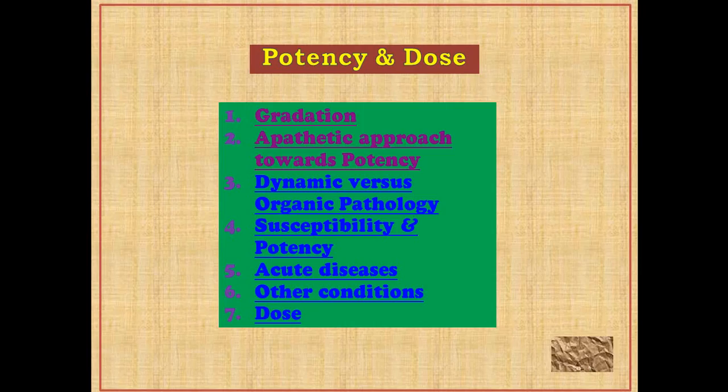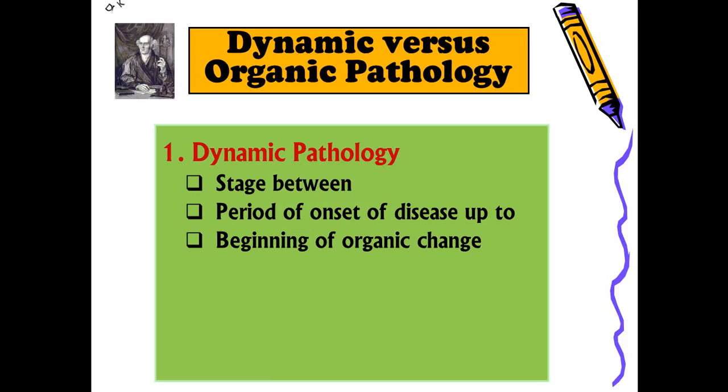Then to understand the concept of potency more, we have to appreciate this pathology business, that is dynamic pathology and organic pathology. What is dynamic pathology? A stage between the period of onset of disease up to just the beginning of organic change. Disease will not begin suddenly in a full-fledged form. So first when the disease begins, it will have only functional changes. And after that, as the disease grows, a stage will come when the organic complaints will begin.